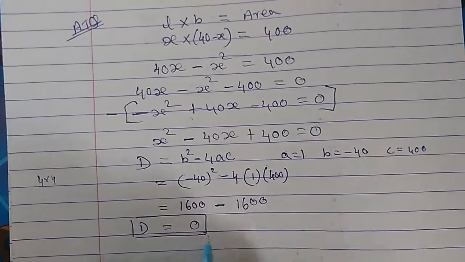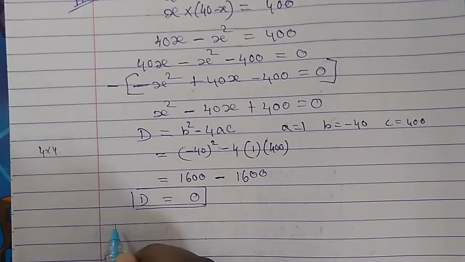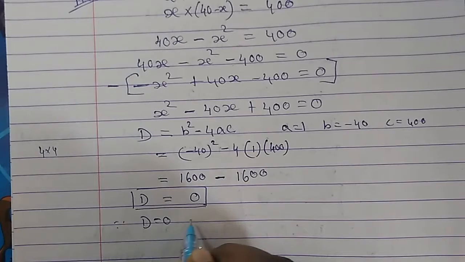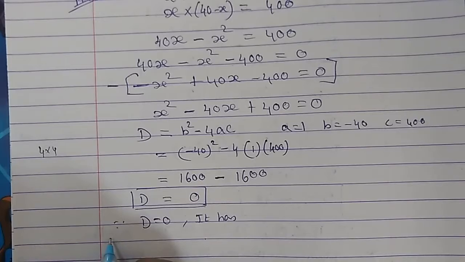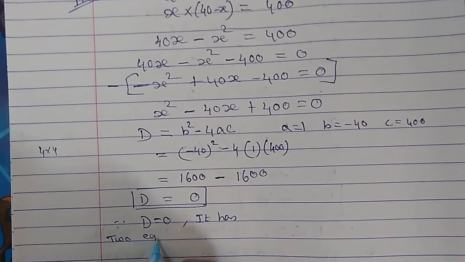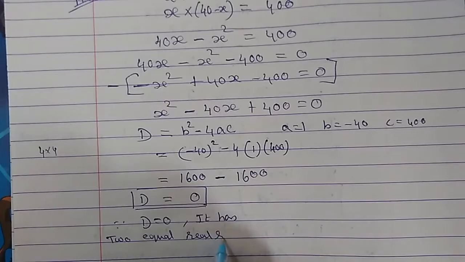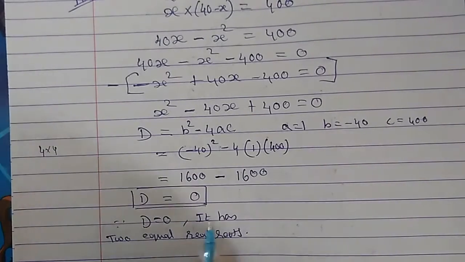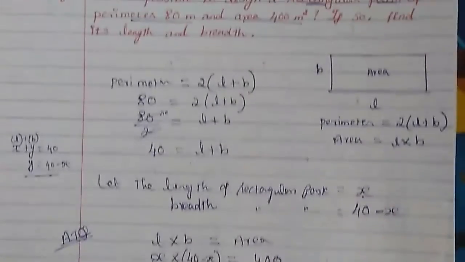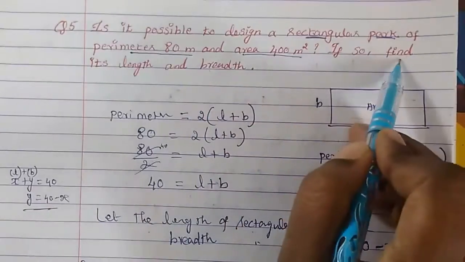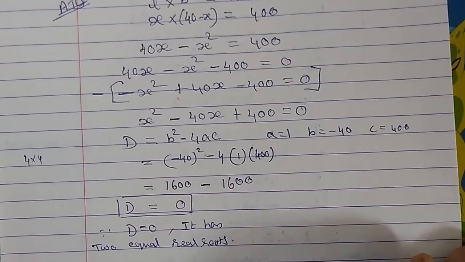What does this mean? Because d is equal to 0, it has two equal real roots. So that means we will have the same answer twice. We have to write this down when d is equal to 0. So that means this situation is possible. What is said in the question? If it is possible, find its length and breadth. So it is possible. So let us find the length and the breadth.